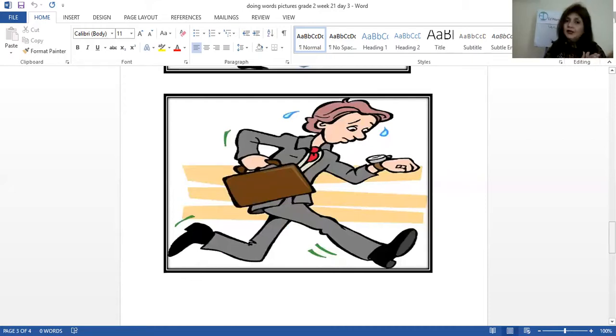I can see in this picture, a boy is running to his office because he is very late. He is looking at his watch. So what are the doing words? Going to his office, looking at his watch because he's late. So going and looking. These are two doing words that you have used for this picture.